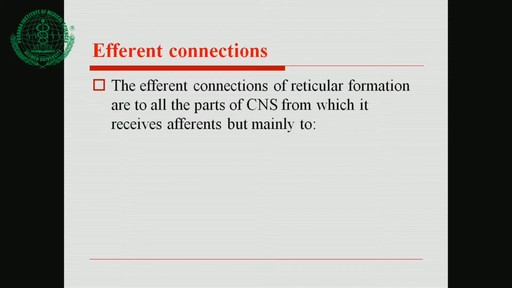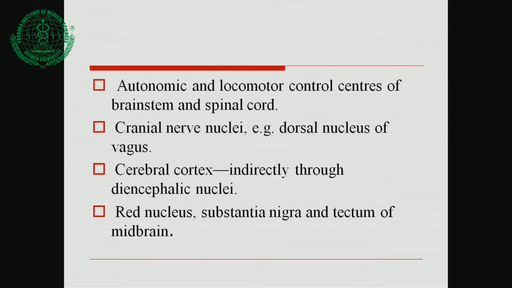The efferent connections of the reticular formation are to all the parts of the CNS from which it receives afferents, but mainly to a few of them: autonomic and locomotor control centers of the brainstem and spinal cord, cranial nerve nuclei, for example the dorsal nucleus of the vagus, cerebral cortex indirectly through diencephalic nuclei, red nucleus of the midbrain, substantia nigra of the midbrain, and tectum, meaning the superior colliculus and inferior colliculus of the midbrain.